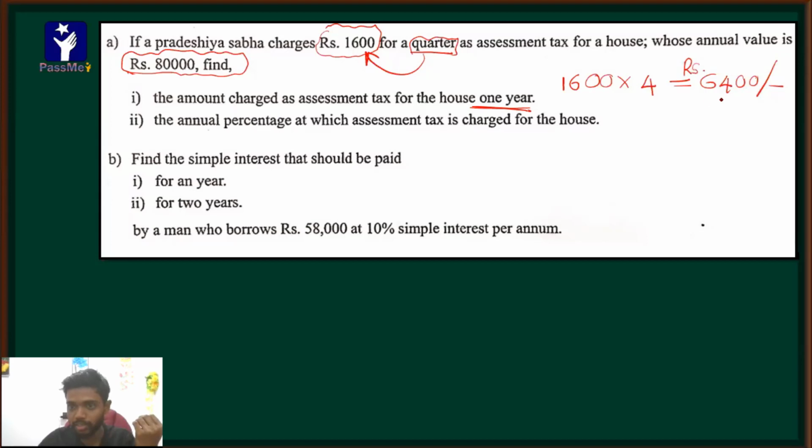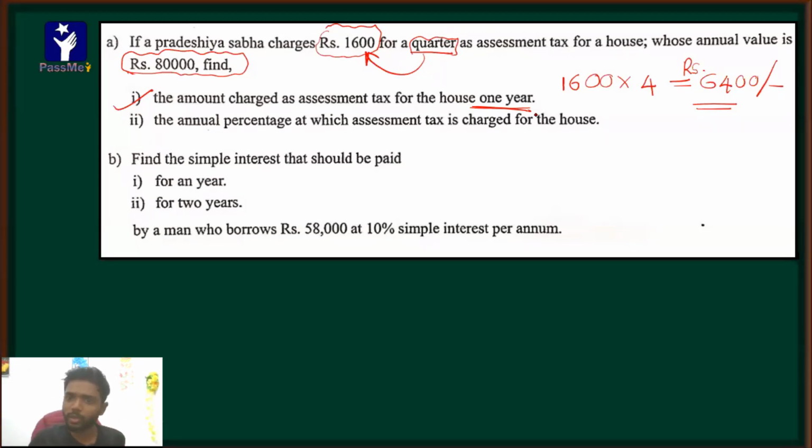This is the final value for part 1. Then part 2 says: the annual percentage at which assessed tax is charged for a house. We know that the actual value of this house is 80,000, but at the end of the year you need to pay 6,400 to the government or Pradeshiya Sabha as a rate.